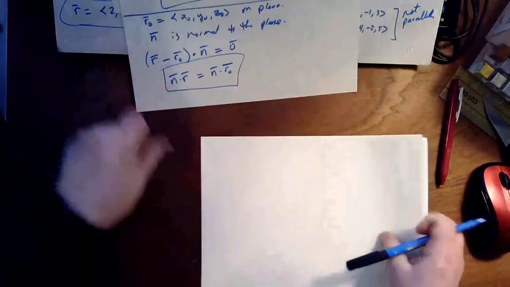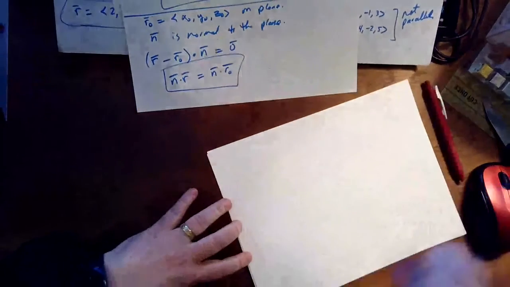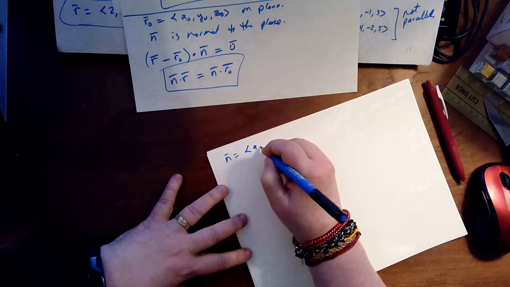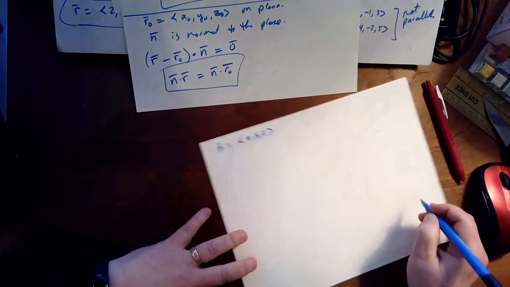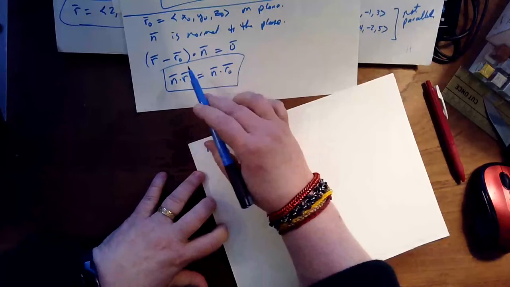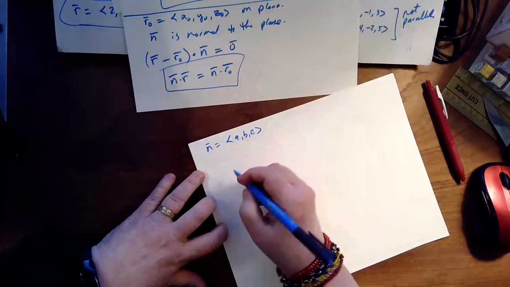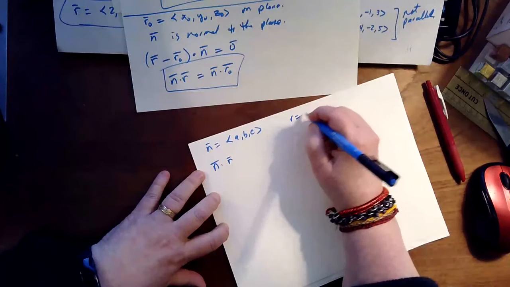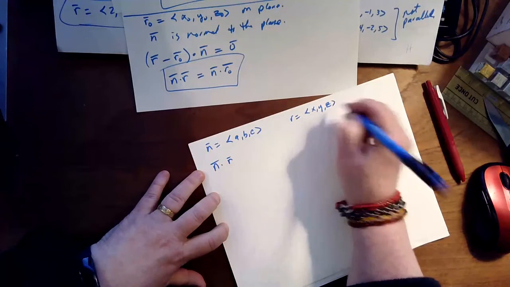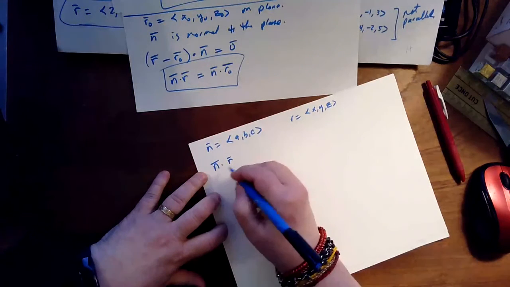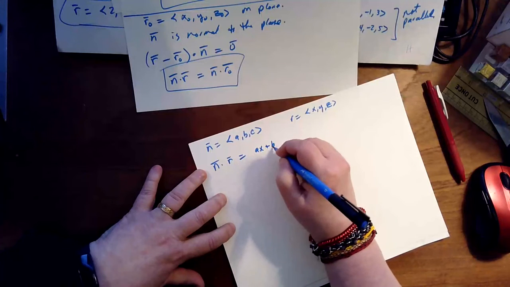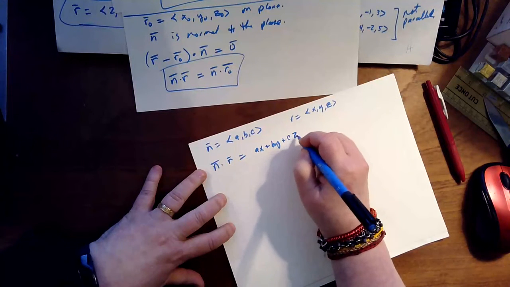That's kind of an unwieldy one. Let's see if we can roll with this a little bit more. So suppose I know a little bit more about n. n is (A, B, C). And my R naught I already gave you. So n dot R, well, R is just my generic (x, y, z). So n dot R is Ax plus By plus Cz.